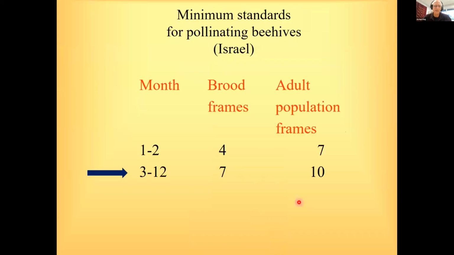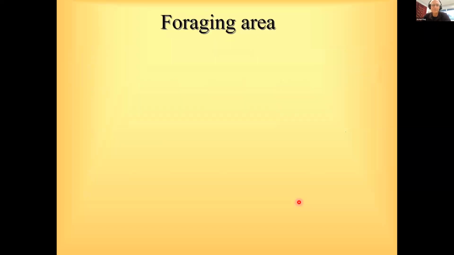So the general recommendation in Israel and other places is to have at least 10 populated frames and 7 brood frames in each hive when we use the hive for pollination of avocado or other crops that bloom during springtime.